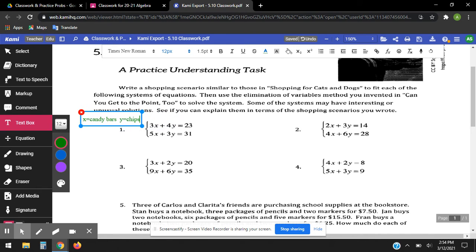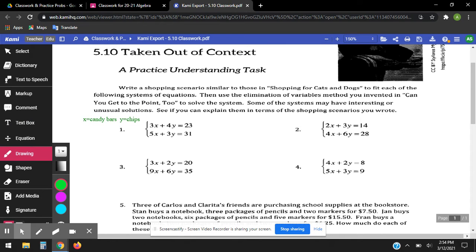We have 3 candy bars plus 4 bags of chips cost $23. And then we had 5 candy bars and 3 bags of chips, or packages of candy bars, and that equals 31. So what I want to do on this one is multiply both of them, probably, to be able to get this one to work. So let's get the 4 and 3, let's make those a 12, smaller number than 15.